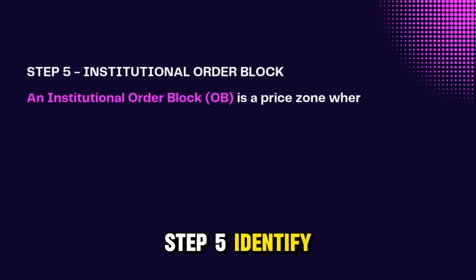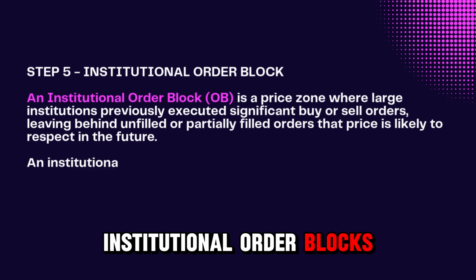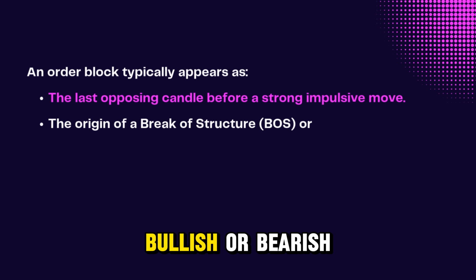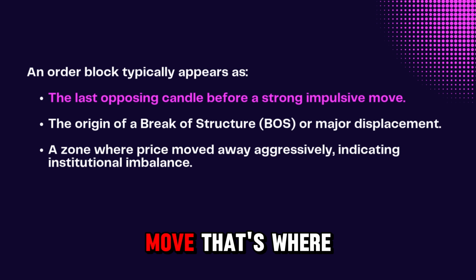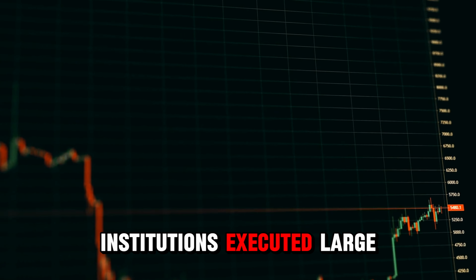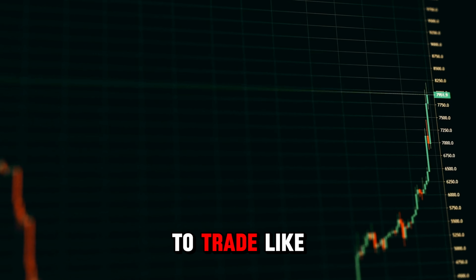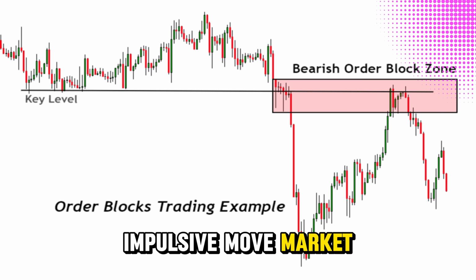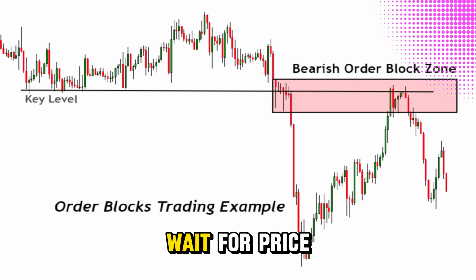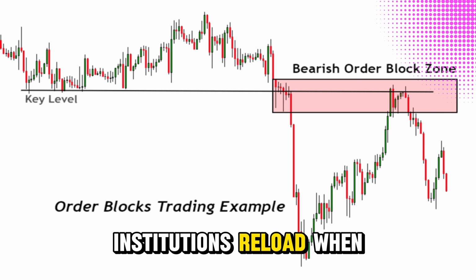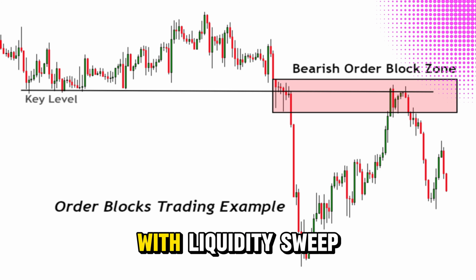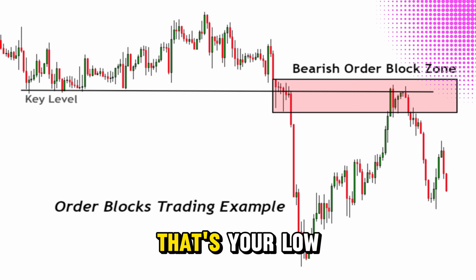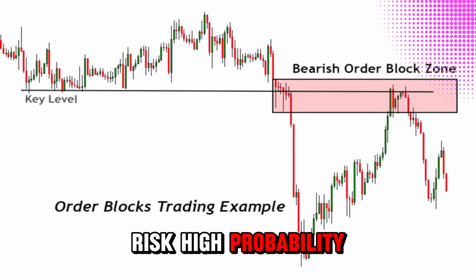Step 5. Identify institutional order blocks. An order block is the last bullish or bearish candle before a major move. That's where institutions executed large orders. To trade like a market maker, identify the last opposite-colored candle before a strong impulsive move. Mark it as your order block zone. Wait for price to return to that zone. This is where institutions reload. When price revisits that area with liquidity sweep and rejection, that's your low-risk, high-probability entry.